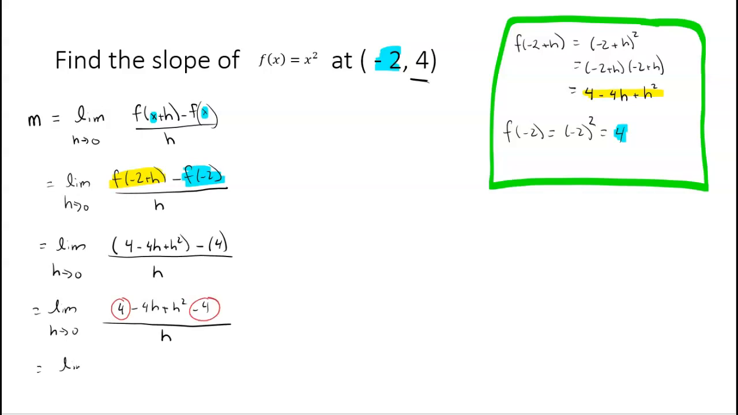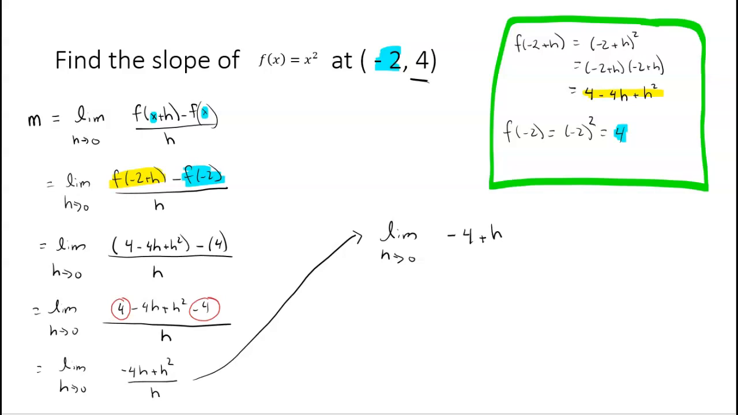So this becomes the limit as h approaches 0 of -4h plus h squared all over h. Okay, I still haven't gotten rid of the h yet, but notice I have h's in the numerator on both things. So I ran out of room down there, so I'm going to bring it up over here. So what I'm going to do is divide the h into everything. So it becomes -4 plus h.